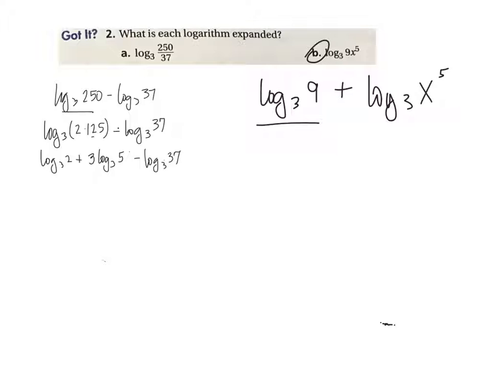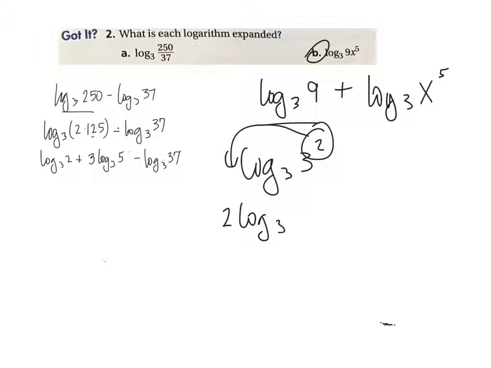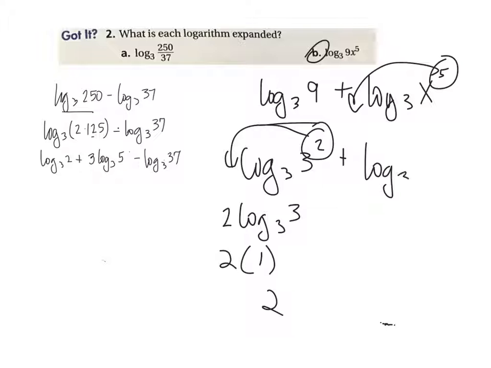Focusing on the first term here, we can do the power rule again, log base 3 of 3 to the 2nd, and we know that we have a property here. There are a lot of ways to manipulate this. 2 times log base 3 of 3, which is 2 times 1, or simply 2, plus, using the power rule right here, 5 times log base 3 of x. So we have 2 plus 5 log base 3 of x.